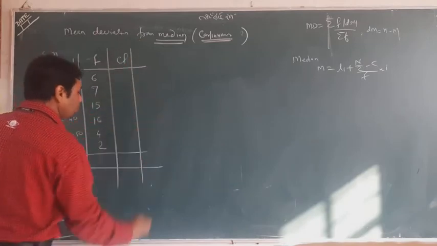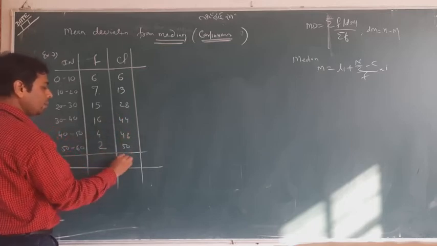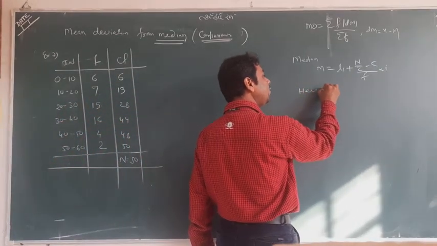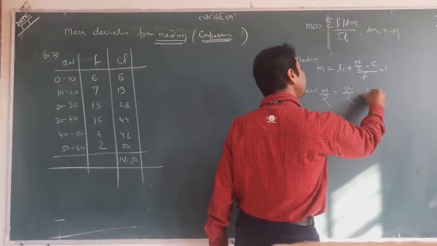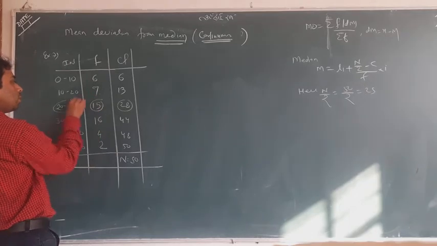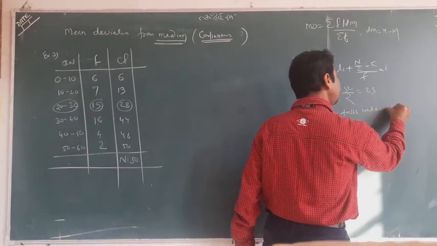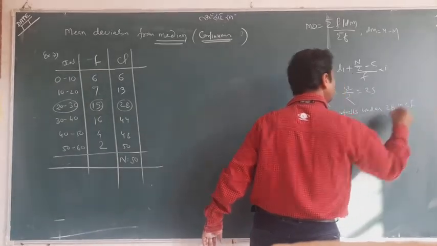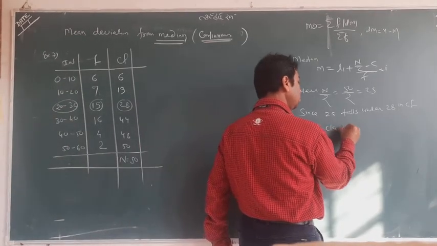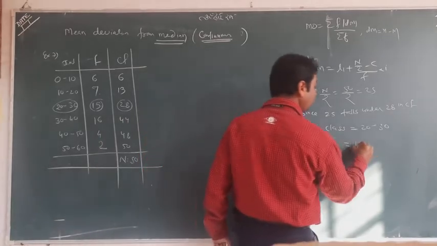First of all, you will find CF. This is 6, 7, 13, this is 28, this is 44, 48 and 50. This n will be 50. Try to understand the language: N equal to 50 you got. Then we will find the value n by 2. 50 by 2 is 25. 25 falls under 28 in CF, so this will be called a median class. Median class is 20 to 30. And f will be 15, the frequency of the median class.